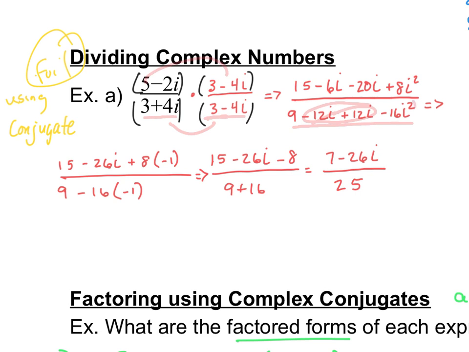We know too that i squared ends up becoming -1, so doing some simplification, again with -1, we have 15 minus 26i minus 8 over 9 plus 16, so we end up with 7 minus 26i over 25.